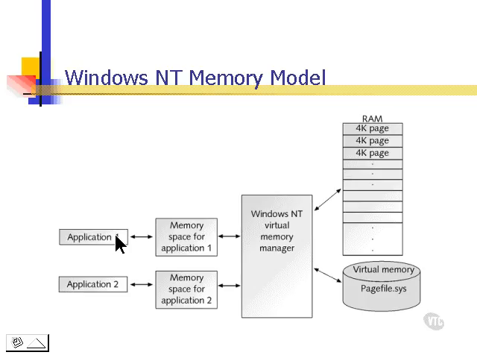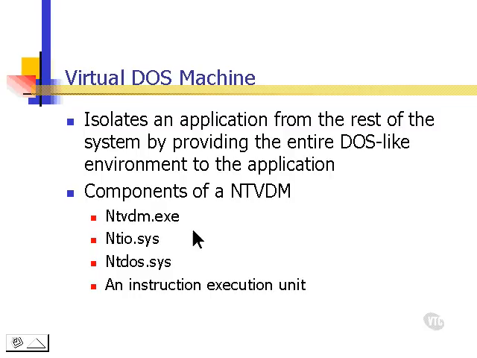But remember, one of the goals was that Windows NT would also be able to run applications that were designed to run in a DOS environment or in a Windows 3.1 environment. This is accomplished by virtual DOS machines called NT VDMs, or NT Virtual DOS Machines.